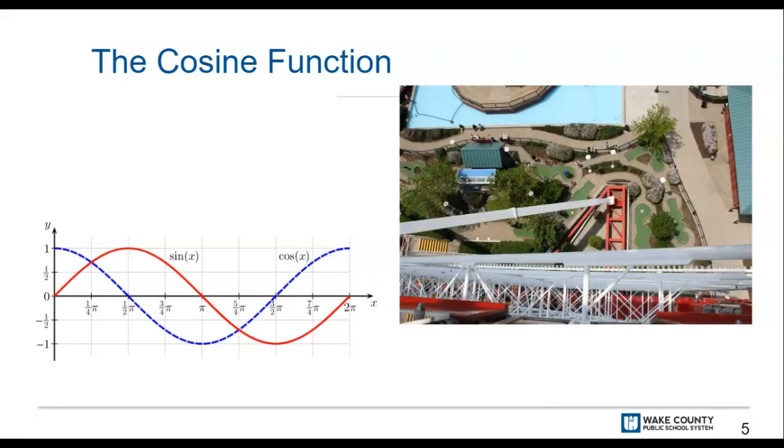The next lesson, you will change your perspective on the Ferris wheel and discover the cosine function. You will find similarities and differences in the two functions and compare their key features. You will model situations with cosine while using multiple representations of the function.